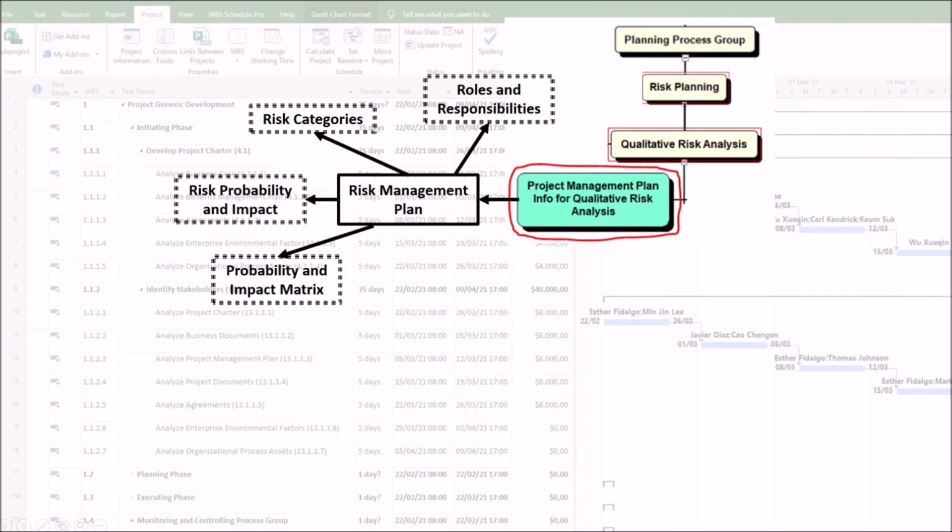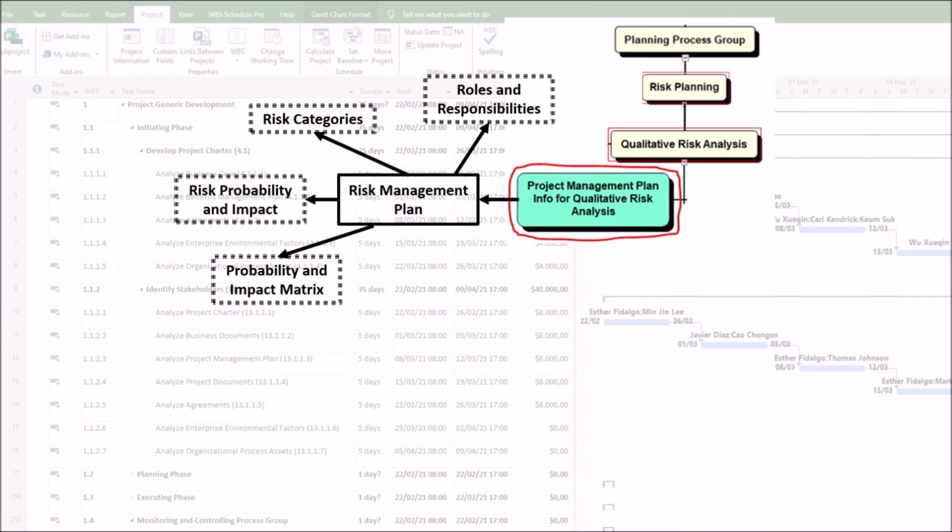Returning to the elements of the risk management plan that guide qualitative risk analysis, we have the probability and impact matrix. The probability and impact matrix is a fundamental tool from the risk management plan used to guide qualitative risk analysis. It is a visual tool, often a grid, used to prioritize individual risks for further action. Essentially, the matrix combines the two main dimensions of a risk, its probability of occurrence and its potential consequences, to assign a priority rating. For example, low, medium, or high.